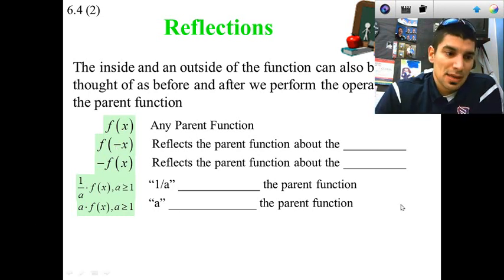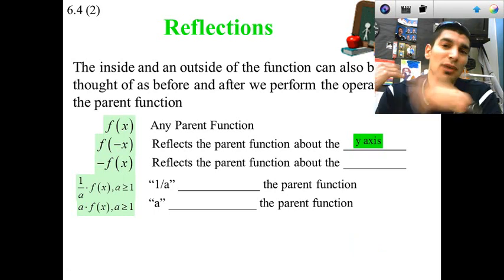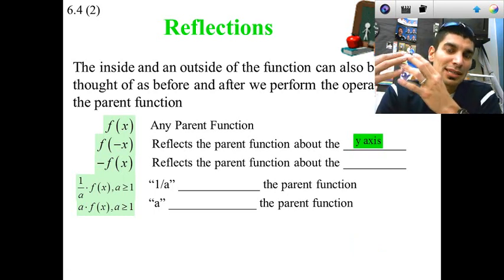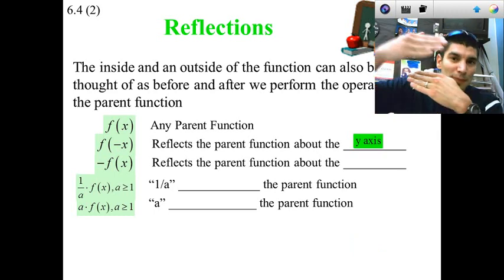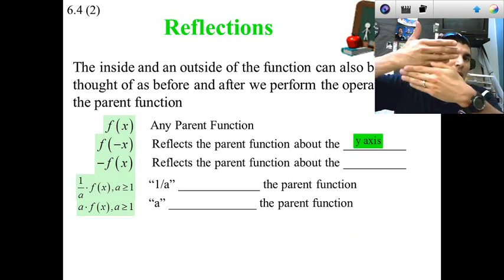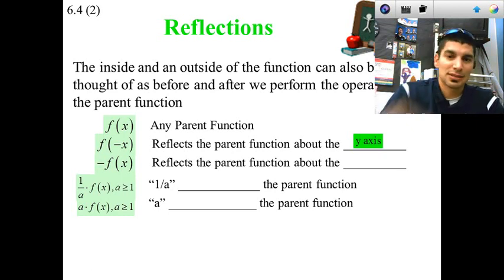Whereas negative f of x means that if I had a y value of 2, it doesn't matter what it is, it's going to become a negative 2. So where it was positive 2 ends up being a negative 2, or if it was a negative 2, it becomes a positive 2. It reflects it about the x-axis. Don't forget x-axis, y-axis, just in case you forgot those two things.